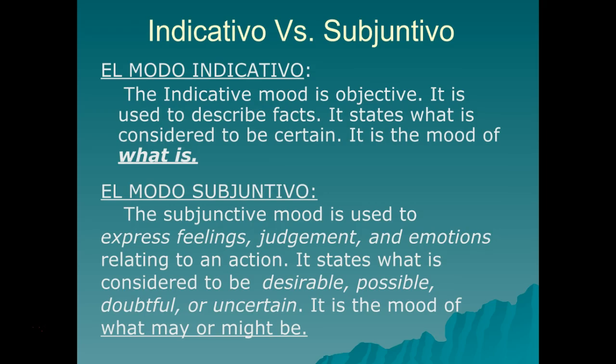Indicative versus subjunctive. El modo indicativo. The indicative mood is objective. It is used to describe facts. It states what is considered to be certain. It is the mood of what is.